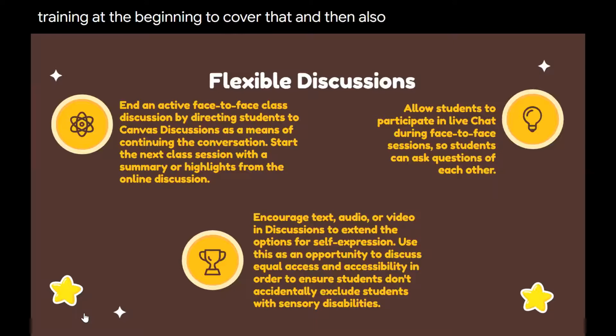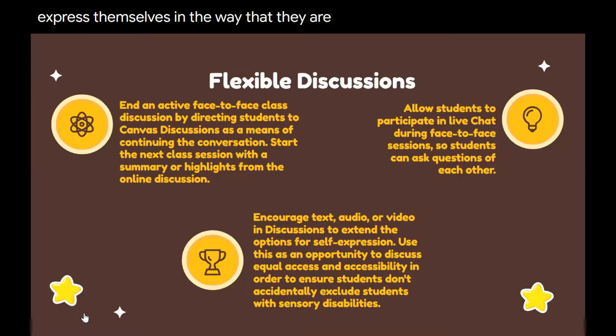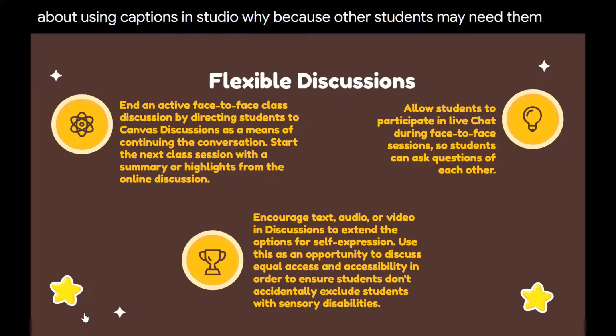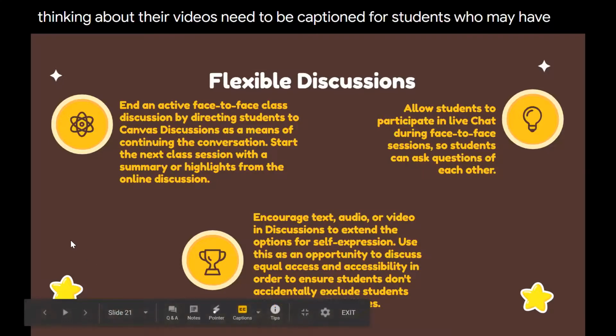And then also, when you're thinking about discussions, encourage text, audio, or video so they have the ability to express themselves in the way that they are most comfortable. Also, talk to them about using captions in Studio. Why? Because other students may need them, and it's a great way to bring that awareness to students who aren't necessarily thinking about their videos needing to be captioned for students who may have sensory disabilities.